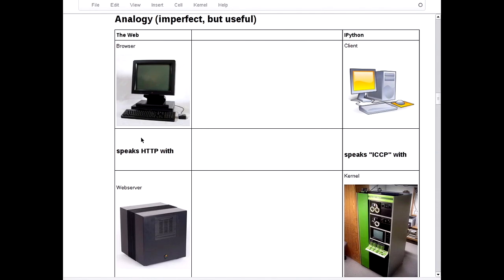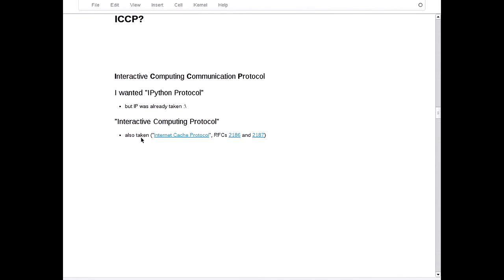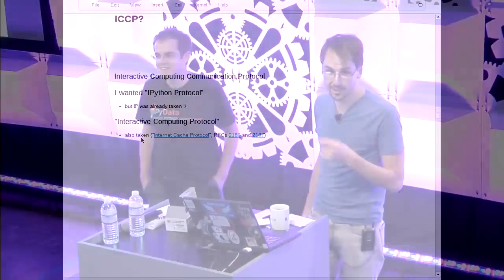And the way the client and the kernel talk to each other is what I'm going to call ICCP for the purposes of this talk. What's ICCP? Well, it's the Interactive Computing Communications Protocol. I wanted the IPython protocol. IP was taken. That usually gets a bigger laugh. It's the first time I'm giving this talk, but that usually gets a bigger laugh. Interactive Computing Protocol, ICP, was also taken by some clowns, and the Internet Cache Protocol. OK, so ICCP is what I'm going to call it.